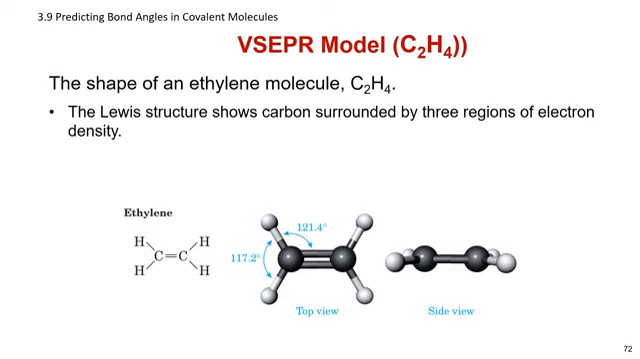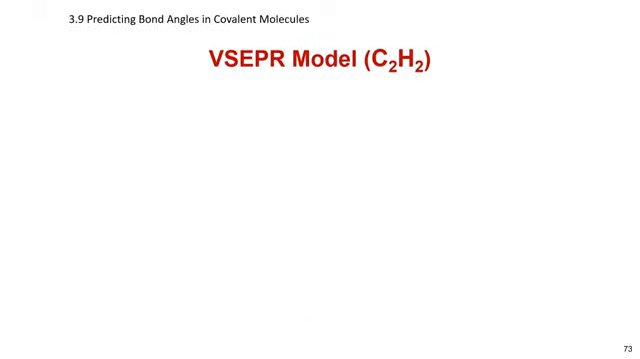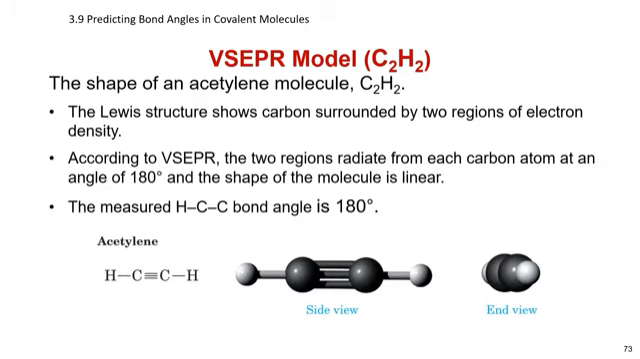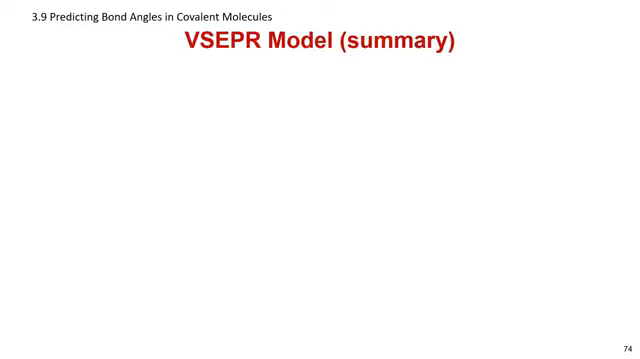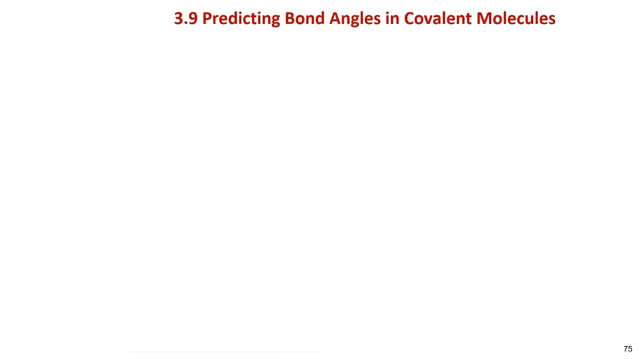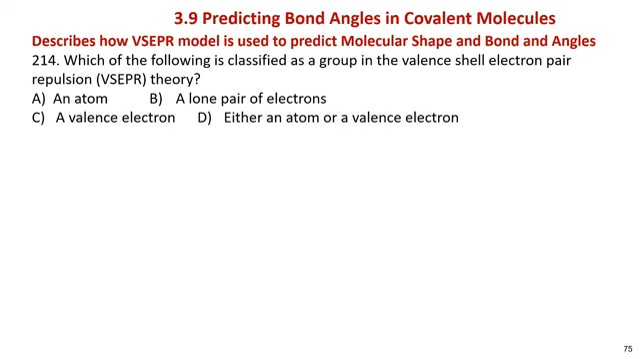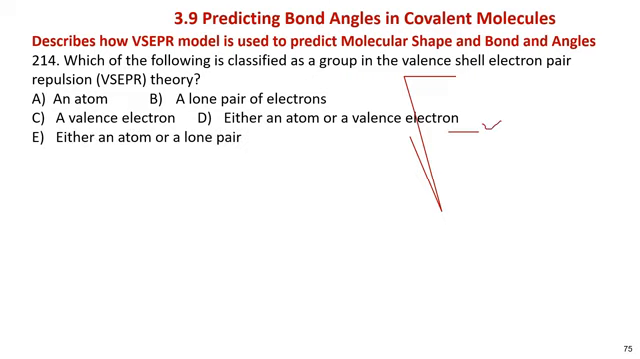That's 104. This is trigonal planar, 3 electron groups, 1 plane. 2 electron groups, 1 angle. These are the atoms. You can have an atom, you can have a lone pair, a valence electron pair. Valence electron is not correct. Either atom or lone pair. That's the correct answer.